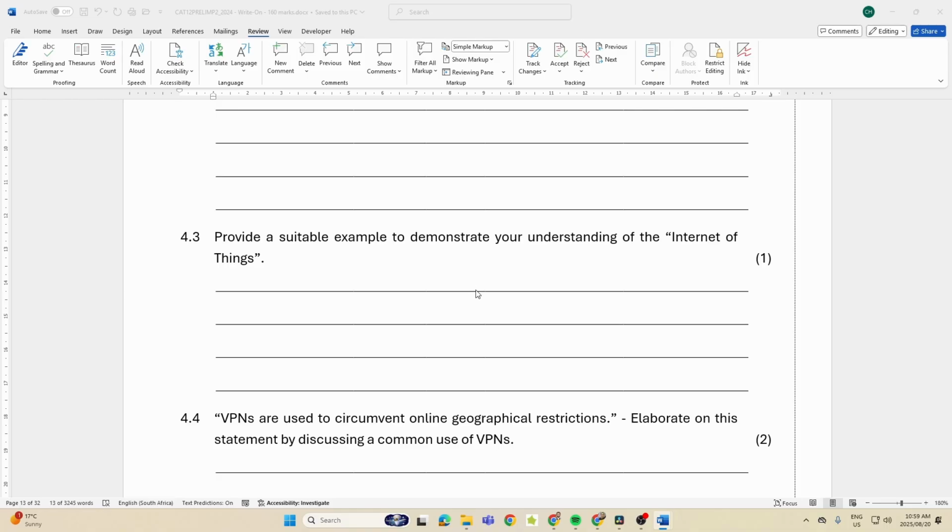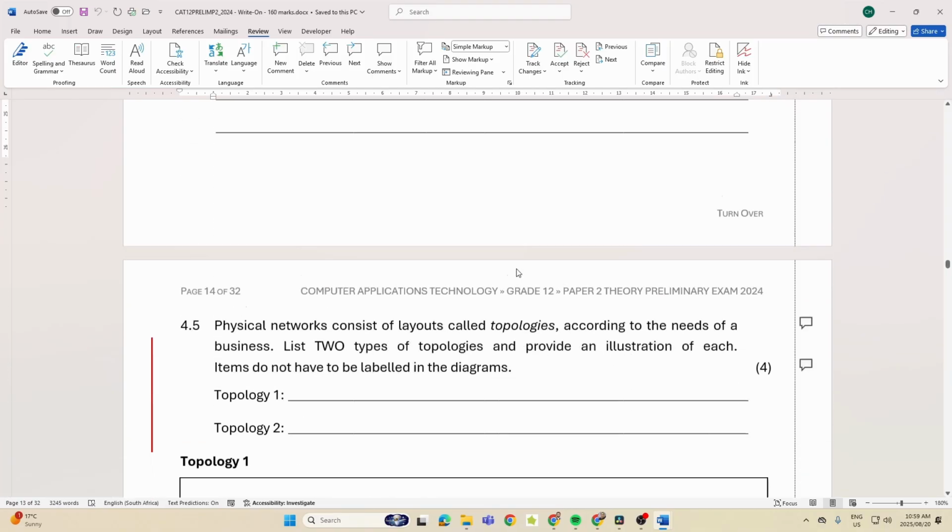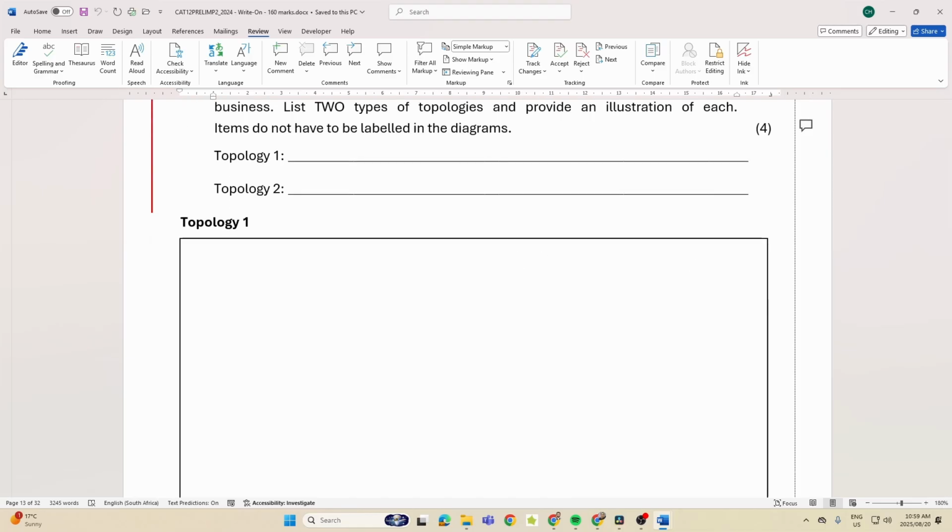Provide a suitable example to demonstrate your understanding of the Internet of Things. Now, there you can have any example the way you understand it, because look at this, your understanding of the Internet of Things. Okay. Then VPNs again. There's VPNs coming up again. And then topologies.